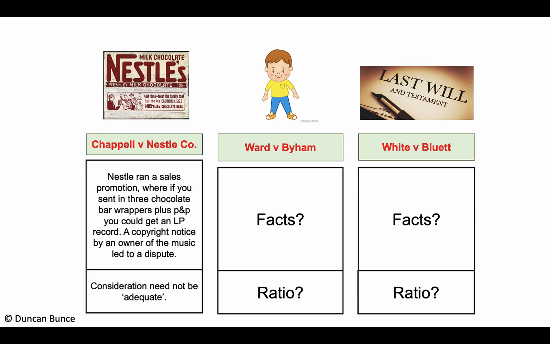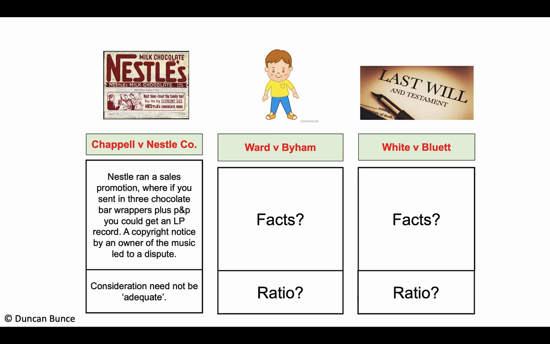And the answer is, well, yes, because as we said before, consideration doesn't need to be adequate. In other words, it doesn't need to be of the exact value. Now, clearly, these LPs, these records, these vinyls were worth more than 3 chocolate wrappers. I mean, to be honest with you, you'd probably just throw them in the bin, wouldn't you? But because they had some value because of this promotion, the courts accepted that they were.